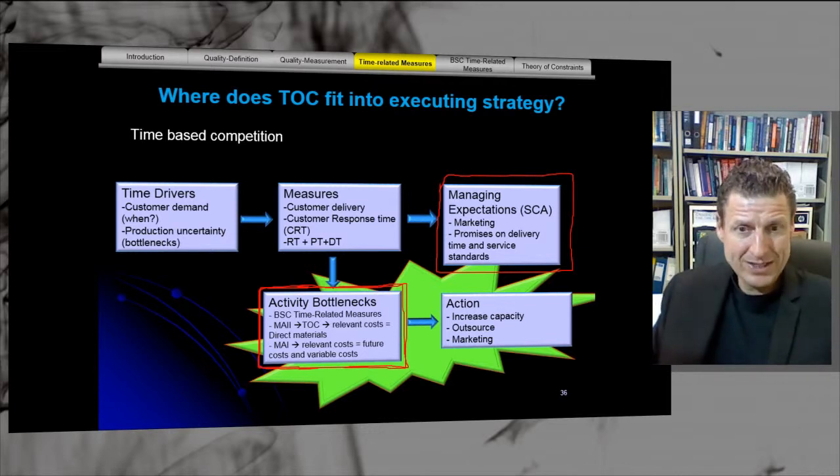So let's go into the good stuff, shall we? But at the end of the day, we are trading off. We are trying to manage expectations, and we're trying to provide capacity. At the end of the day, we may have to increase capacity, we may have to outsource, or we may have to do more marketing. Why? Marketing is all about managing expectations. Yes, you got that, all right. Or trying to re-represent missed expectations of prior poor service.